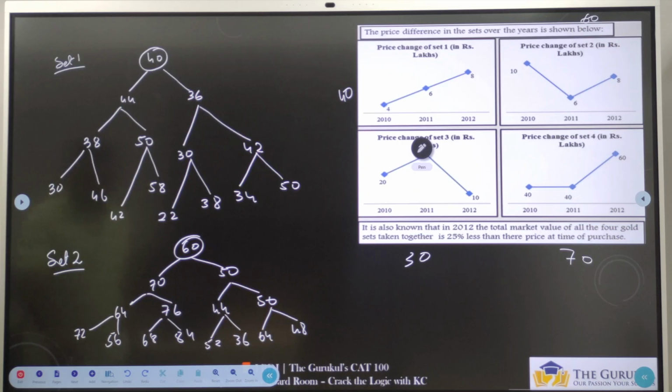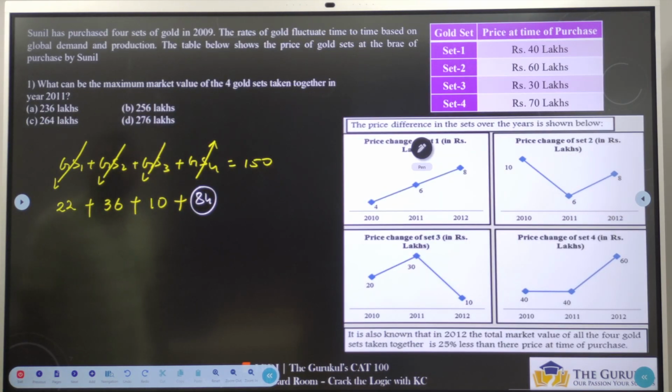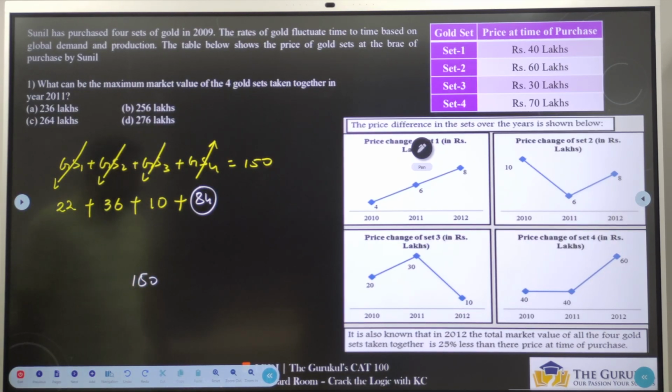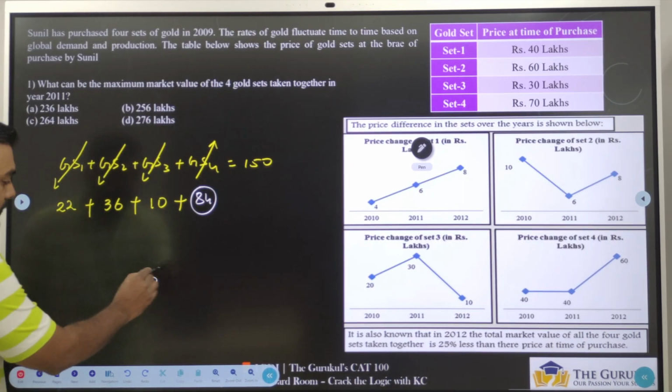Okay, perfect. Now let's look at the questions over here. Because we can't conclude anything about the initial two values, let us start with the questions. What can be the maximum market value of 4 gold sets taken together in the year 2011? If you observe carefully, in the year 2012, I want 150. That is already there. This is standard.